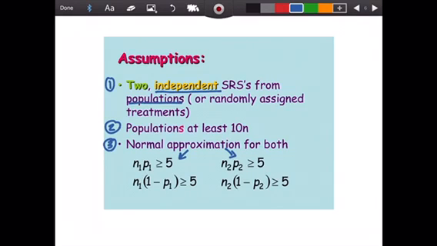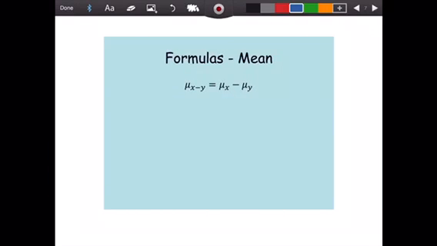Now, when we're dealing with sampling distributions, we need to be able to calculate the mean and standard deviation for those sampling distributions. Remember the formula from earlier this semester. The formula for the mean of a difference, the mean of x minus y, is the mean of x minus the mean of y. Now, today we're actually talking about sample proportions.